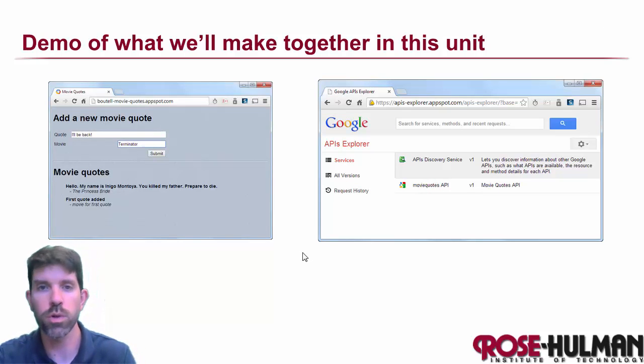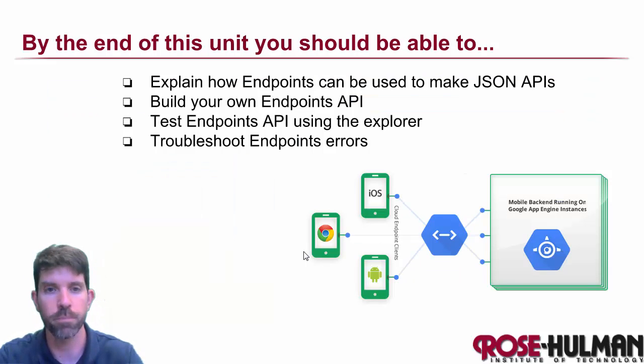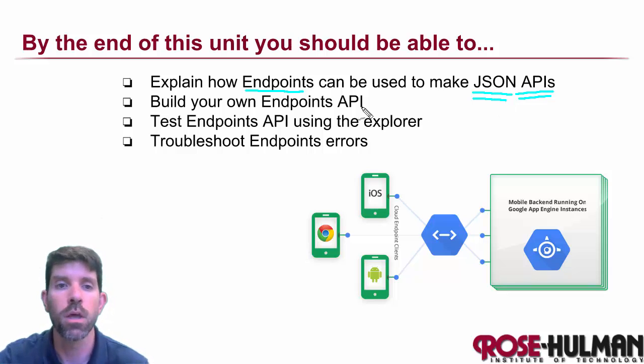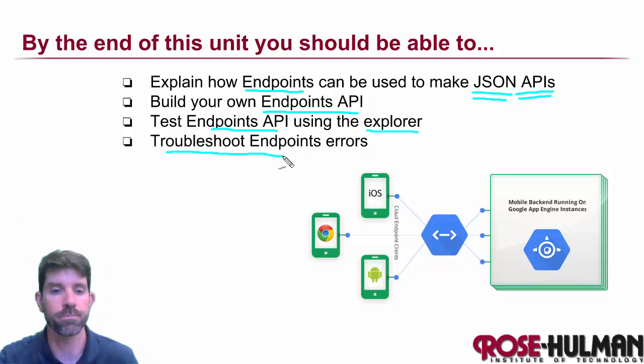Good stuff. So what are we going to be learning along the way in the unit? The first thing is that Endpoints is hiding a lot for us. What it's actually doing is using services and everything to create an API that is really working with JSON, or JavaScript Object Notation, although we won't write a single line of JSON as we do it. So we're going to be building our own Endpoints API, this Movie Quotes app that we're creating. We'll test it using the API Explorer that I just showed you. And you'll also learn how to troubleshoot errors that you get as you go. All right, so that's what we hope to learn as we do this.